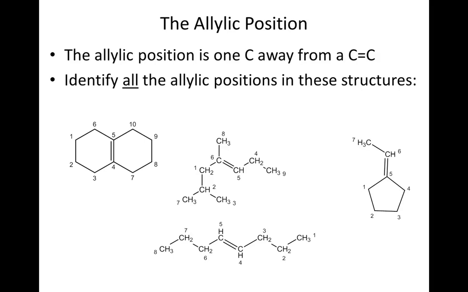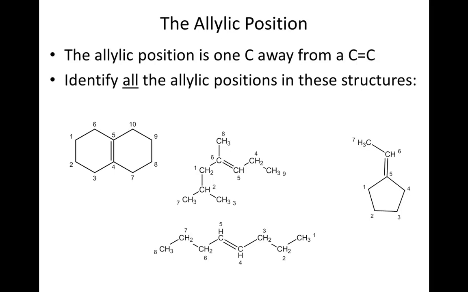The first thing we need to know is what we mean when we talk about the allylic position, because this is the position where we're going to be able to introduce the halogen. If you look at these molecules, they're numbered, and what we mean when we say allylic is one carbon away from a carbon-carbon double bond. So the way this is numbered, the double bond is between 4 and 5. So carbons number 6 and 10 and 3 and 7 are all one carbon away from the double bond. So all of those would be allylic positions.